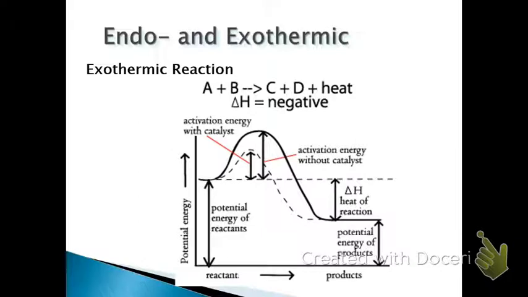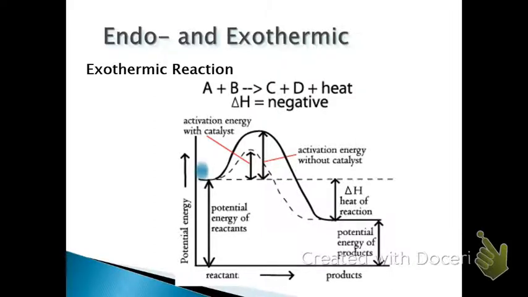Okay, now if you will recall, exothermic means heat is released, okay, produced. And look at our reaction at the top of the slide. Heat is produced, released. You notice the word heat is not on the reactant side like it was before. Now it's on the product side. Okay? Let's label this graph.